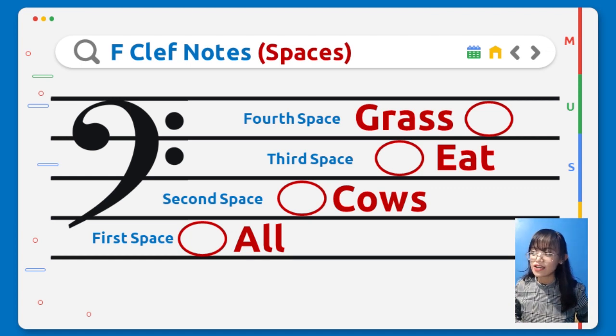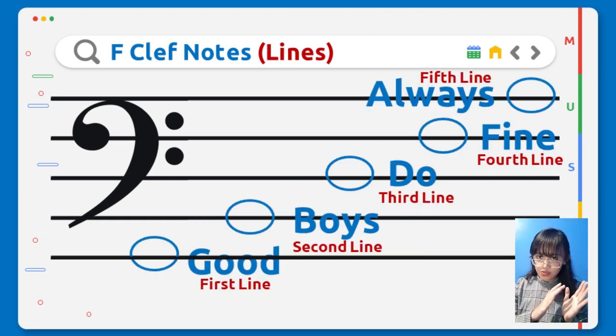So again, for the F clef notes on the spaces, all cows eat grass. Okay, let's do some review of the notes on the lines. We're using this technique: good boys do fine always.